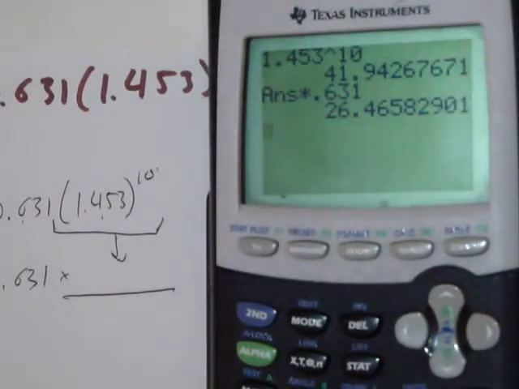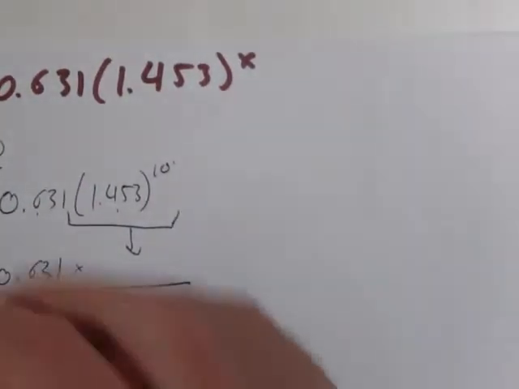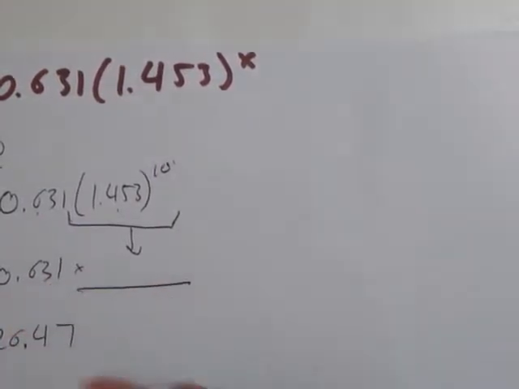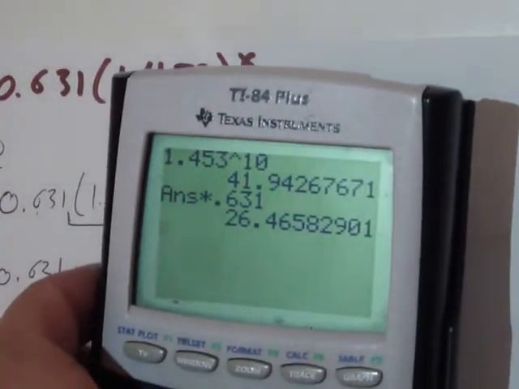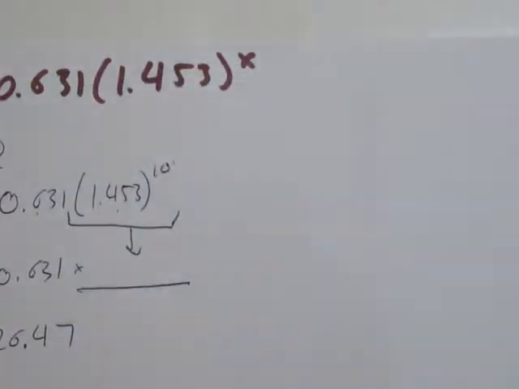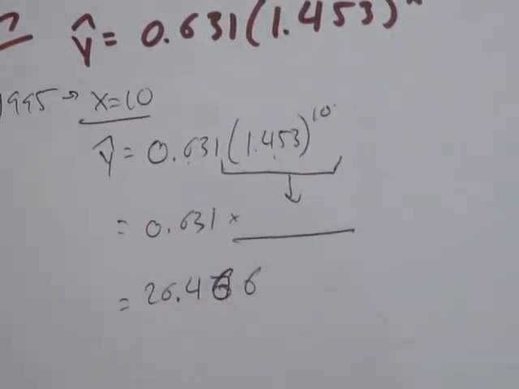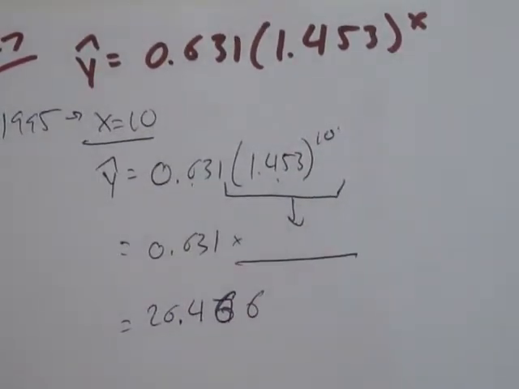I got 26.47, we'll say. And well, it went to 3 decimal places in the book, so we'll go to 3 here. So 26.466, we'll say. We'll round to 3 places. So we got that. So that was if we use the equation, that's what our predicted amount was.